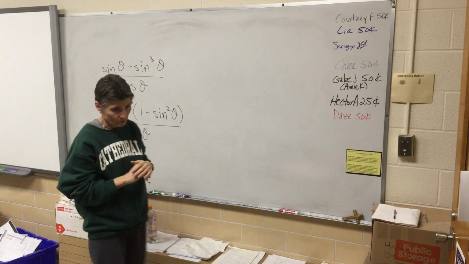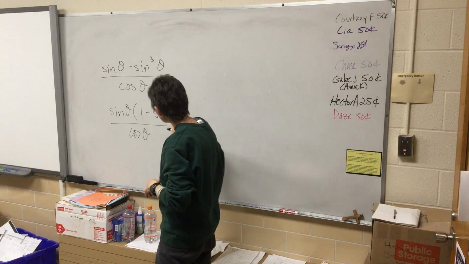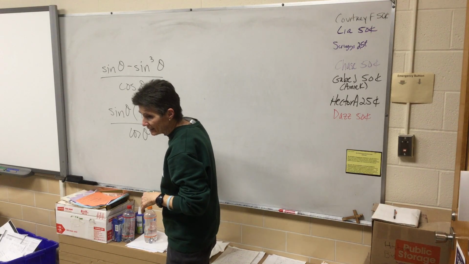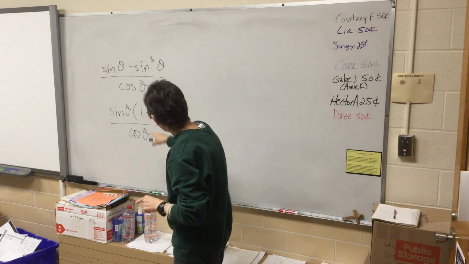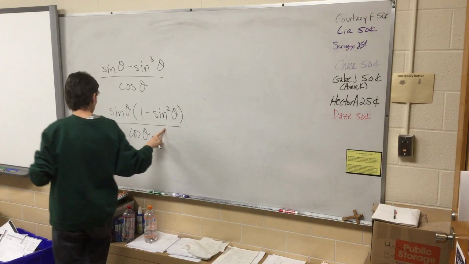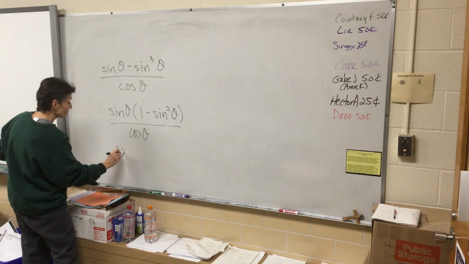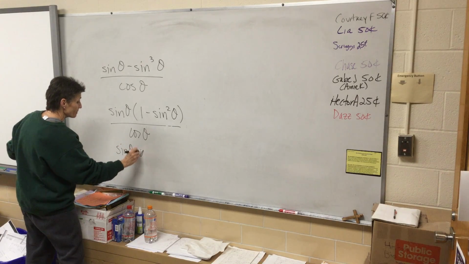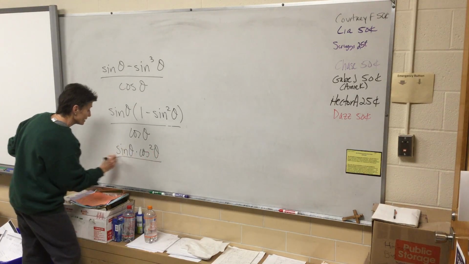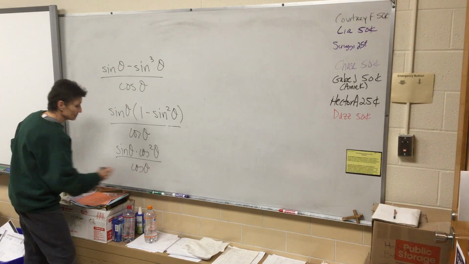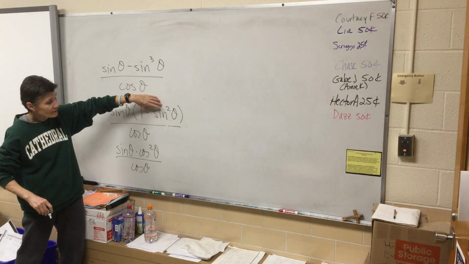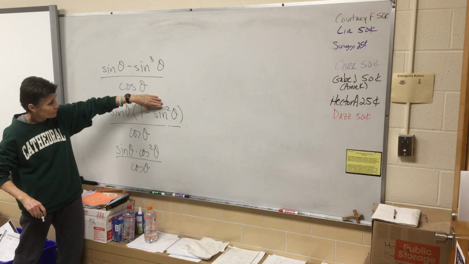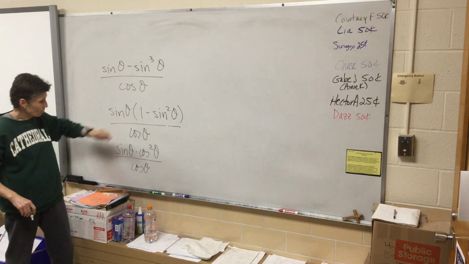Now, what is in the parentheses there? You should recognize that. Cosine? That's cosine squared. Yeah. 1 minus sine squared is cosine squared. So we have sine times cosine squared over cosine. We have our sine. This is cosine squared off of your colored sheet. And it's still over cosine.